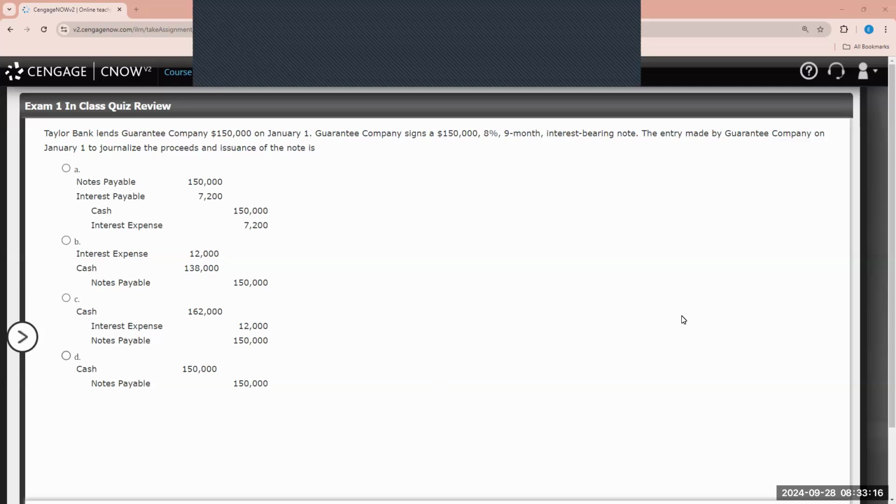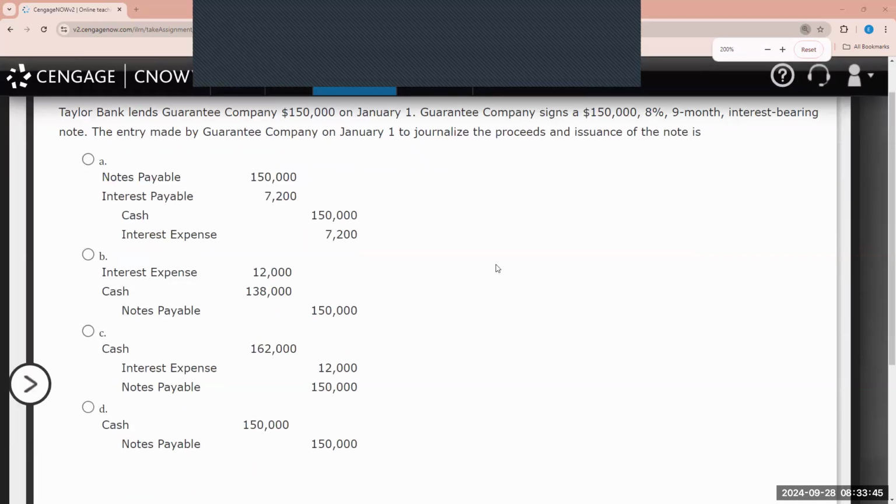So in this question, it asks us, the entry made by Guarantee Company on January 1st to journalize the proceeds and issuance of the note is. Taylor Bank lends Guarantee Company $150,000 on January 1st. Guarantee Company signs a $150,000, 8% 9-month interest-bearing note. So the key thing is that this problem is asking us to record the journal entry when the $150,000 was received. It's not asking us anything about interest at all.